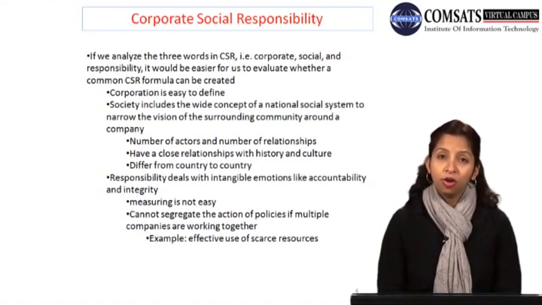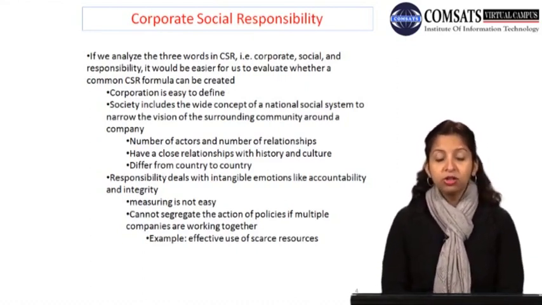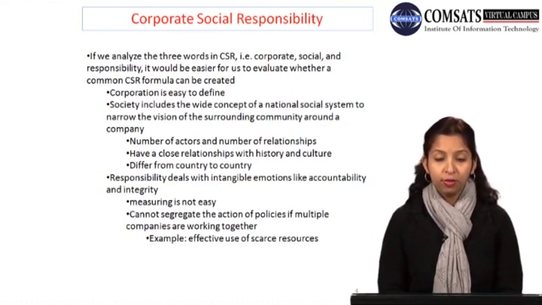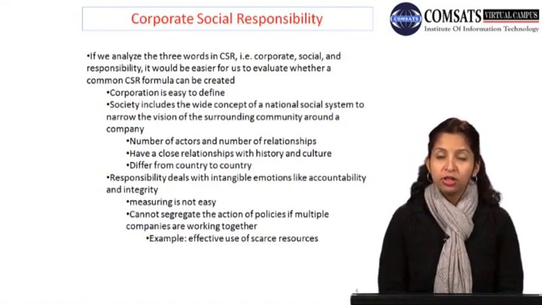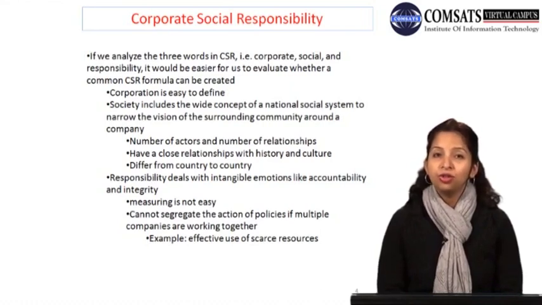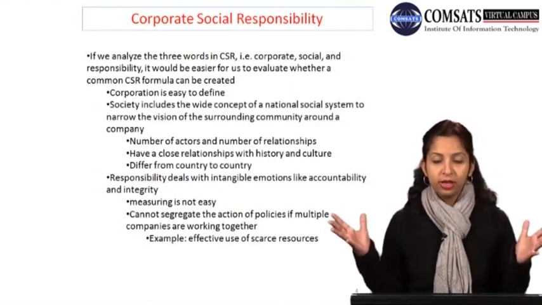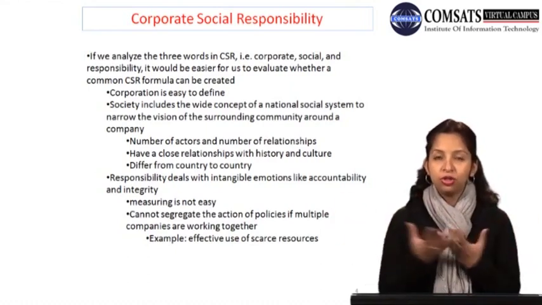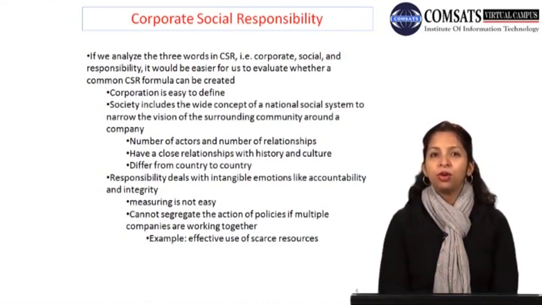The second word in corporate social responsibility is society, or social. Now the society includes the wide concept of a national social system to the narrow vision of the surrounding community around a company. Now where does the problem come in corporate social responsibility? A problem starts with social or society. Society is a very wide concept, right? And a national social system is inclusive in it. It's not very easy to define what society is.